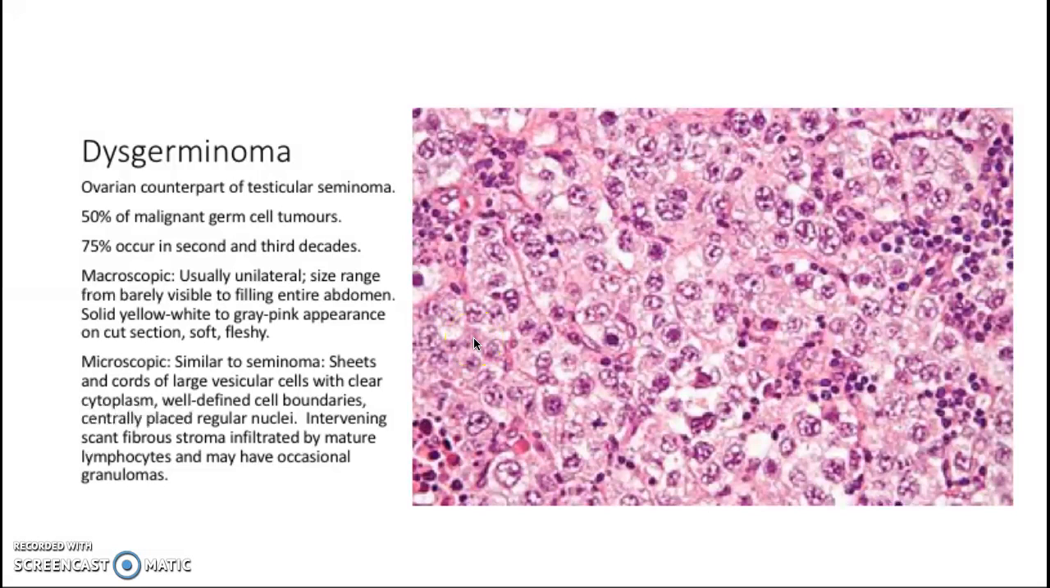scanty fibrous stroma infiltrated by mature lymphocytes. These are the mature lymphocytes scattered in between. So the characteristic feature for dysgerminoma or testicular seminoma is aggregates of these large vesicular cells with scattered lymphocytes in between. It can sometimes be associated with a granuloma.